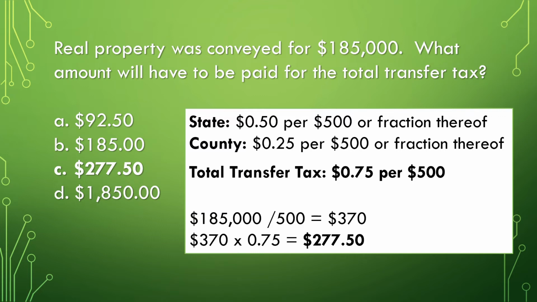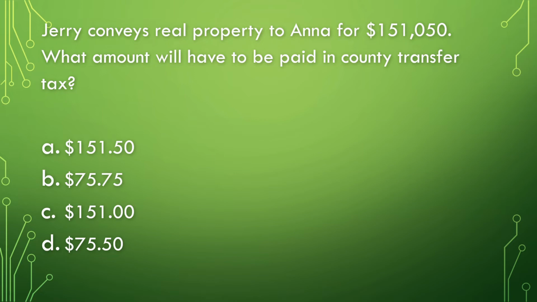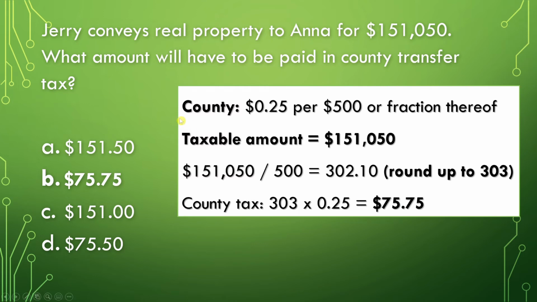Let's do one more example. Jerry conveys real property to Anna for $151,050. What amount will have to be paid in county transfer tax? Okay, and those are your options. Again, you could pause here and try to solve it, then continue later on. We don't have anything to subtract because all we have is the purchase price. And then we are looking for the county transfer tax, not state, not total, just county. So then we would use our formula of 25 cents per $500 or fraction thereof.